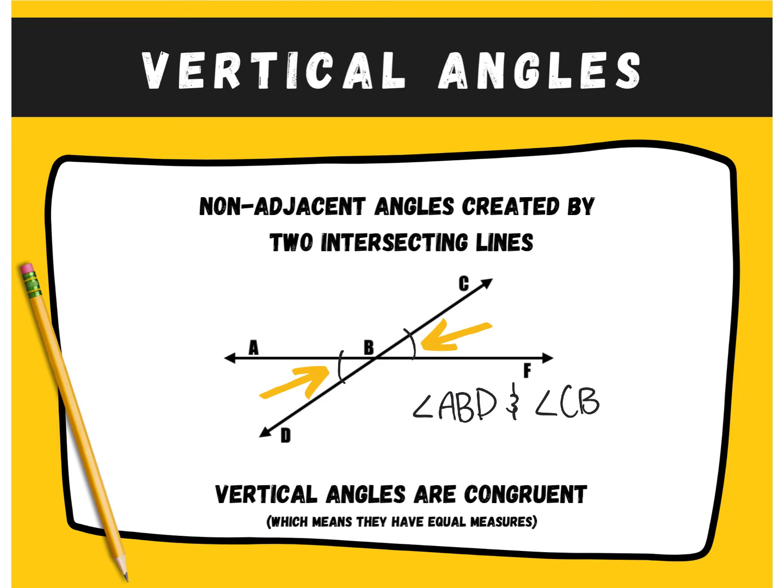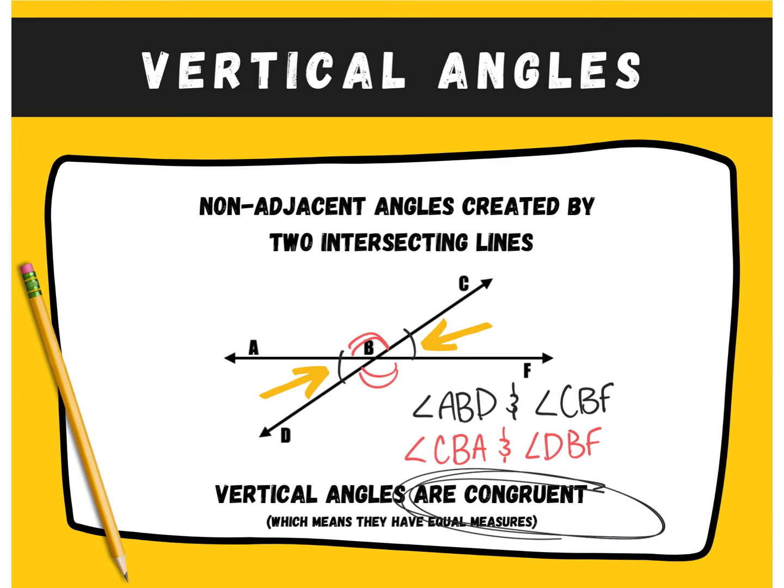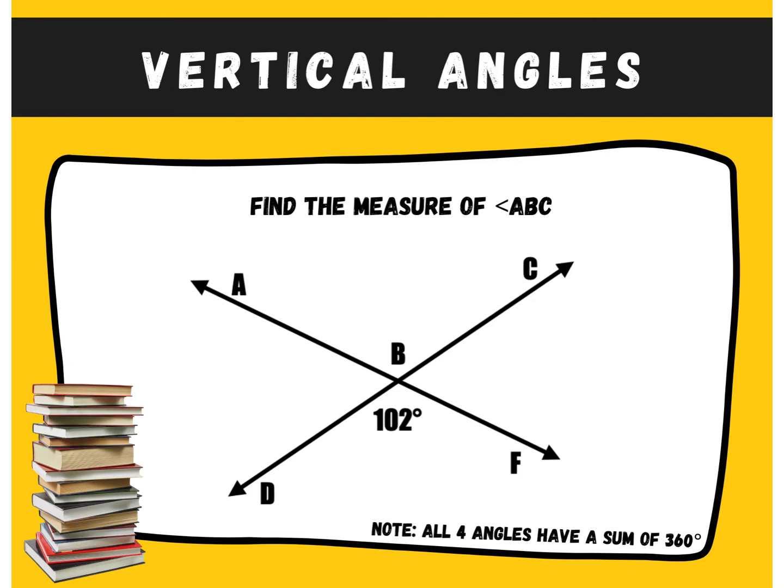CBF are vertical angles. In this case, and in many cases, there are actually more vertical angles. For example, these two angles right here would also be considered vertical angles. That's angle CBA and angle DBF. Now, what's interesting about these kinds of angles is that they're congruent, which means they have equal measure, and we're going to use that as we solve problems moving forward.